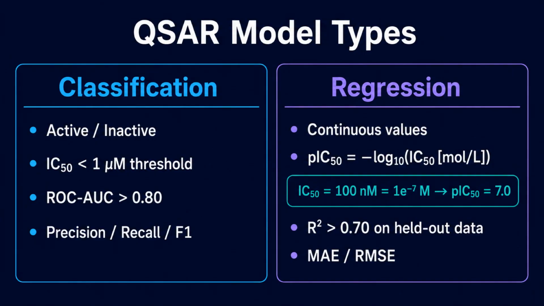QSAR models come in two types. Classification models predict active versus inactive, typically using an activity threshold for the active class. Key metrics include ROC-AUC, precision, recall, and F1 score. Regression models predict continuous activity values. The main metrics include R-squared plus error metrics. Activity values are typically log-transformed.